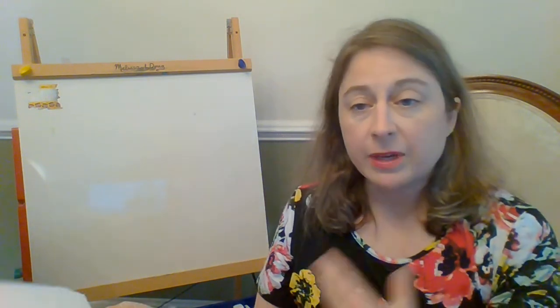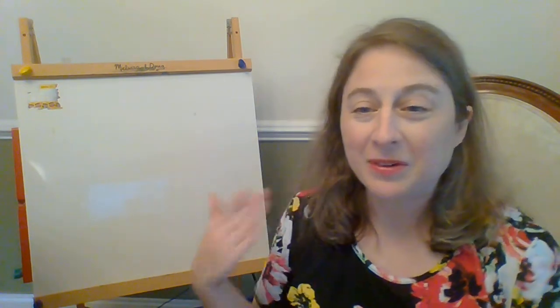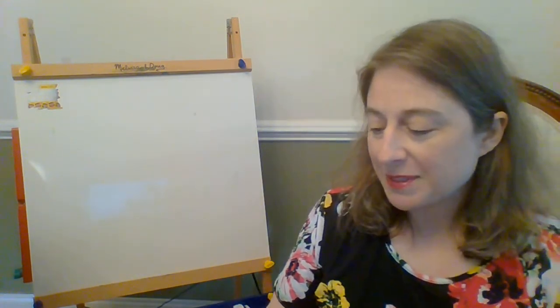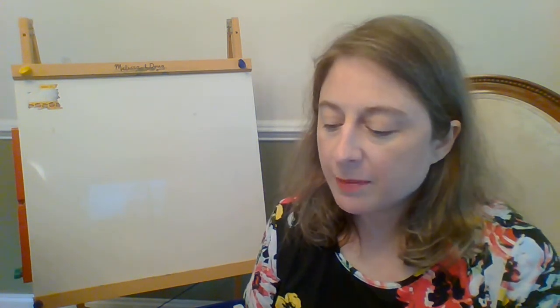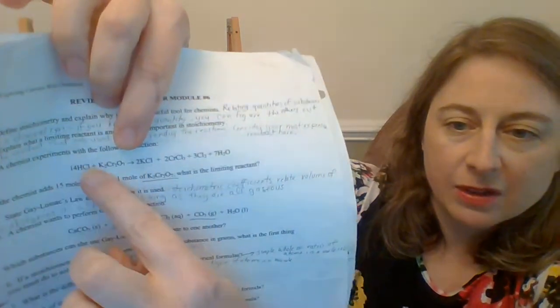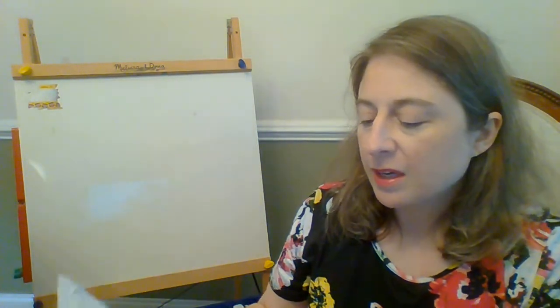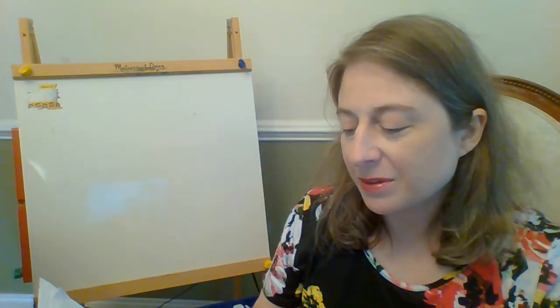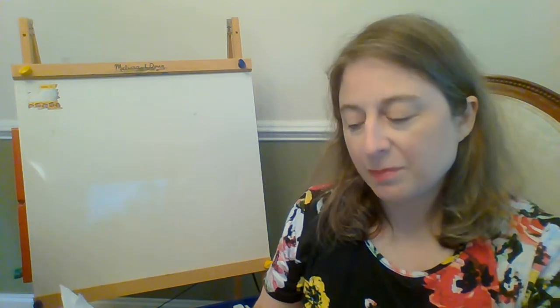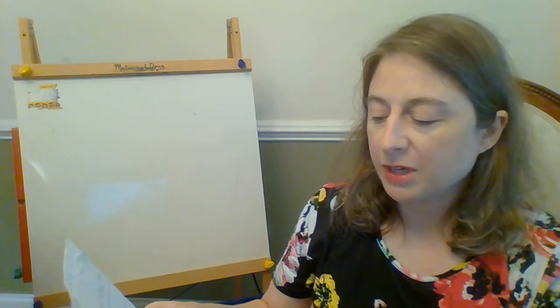Probably you want your limiting reactant to be your more expensive reactant so that it definitely all gets used up. You don't want to waste the expensive stuff, right? So number 3, a chemist experiments with the following reaction. All right, so then hopefully you're looking at your paper and you've got this long chemical reaction. 14 HCl's, which is hydrochloric acid, plus K2Cr2O7. So K is potassium, Cr2O7 is dichromate. So this is potassium dichromate.